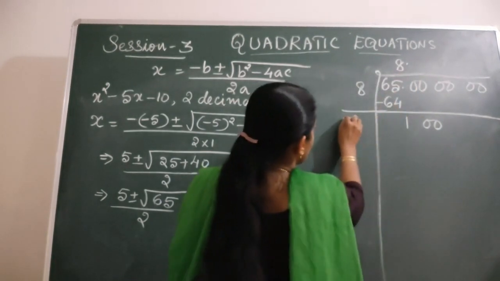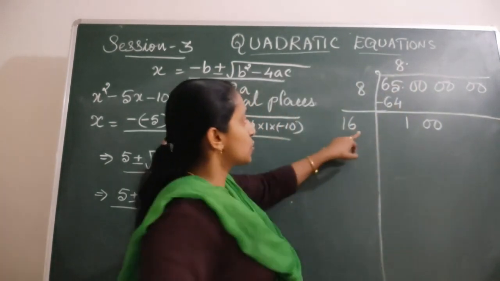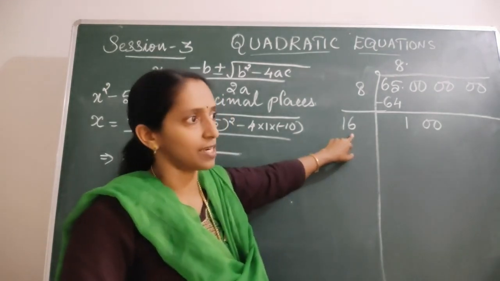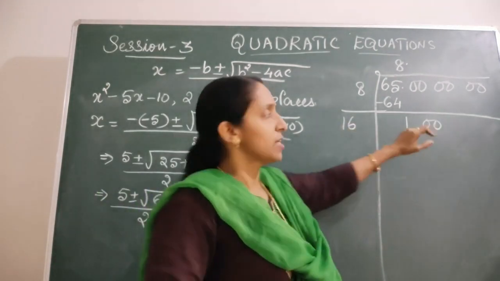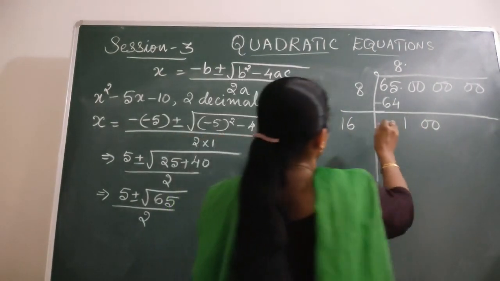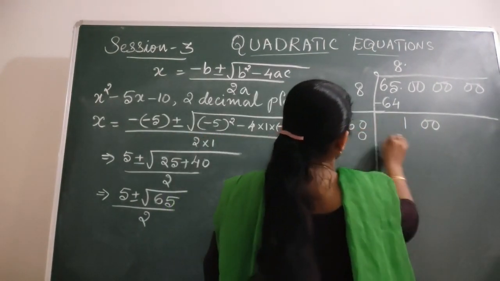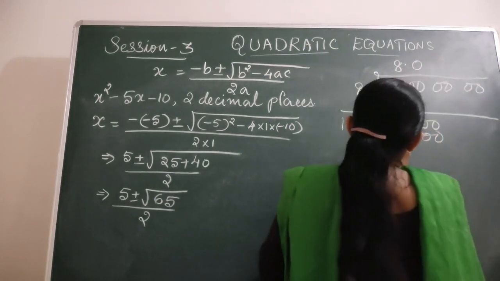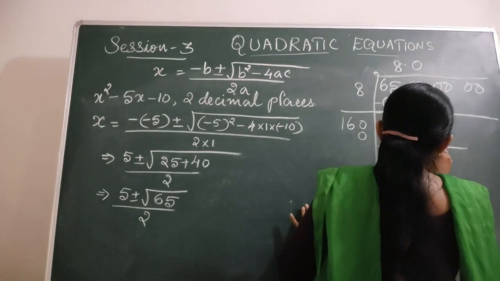Double of 8 is 16. Even if you write 1 it means 161, but we have 100 only. So 1 is also not possible. That means you will multiply it with 0. All these terms will be 0. Here also 0, and you are getting 100 again.